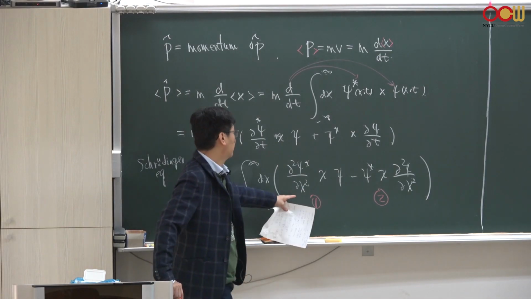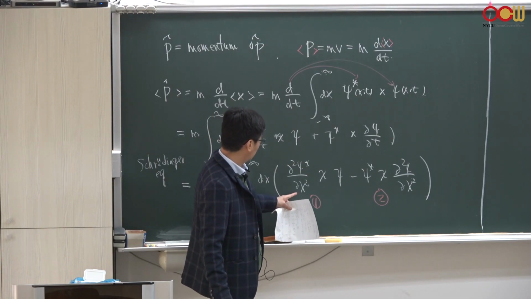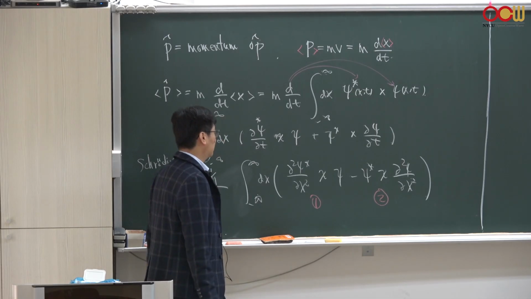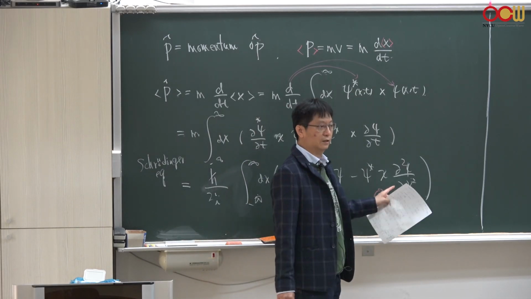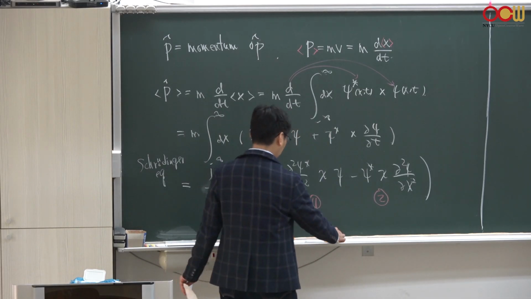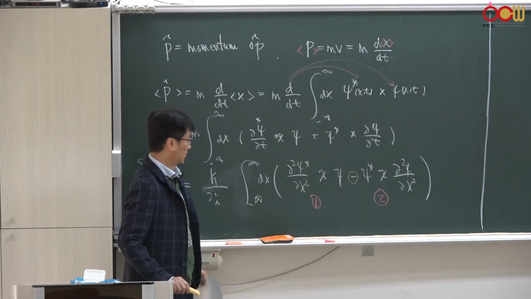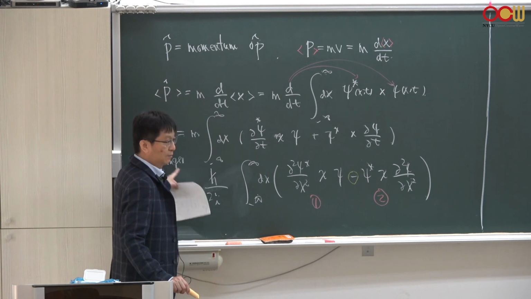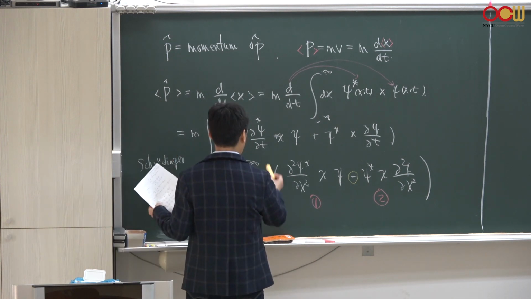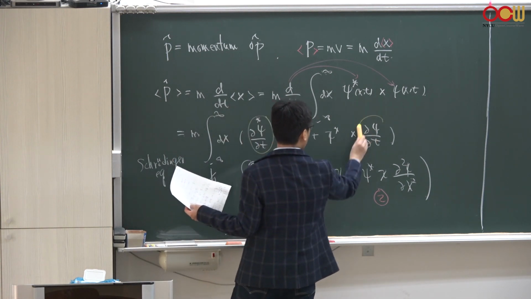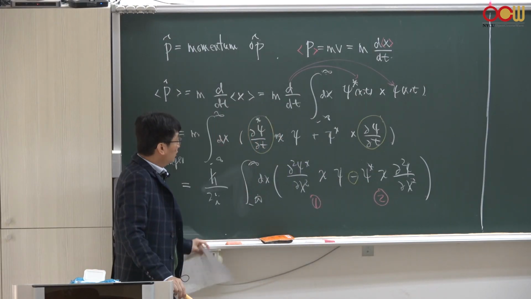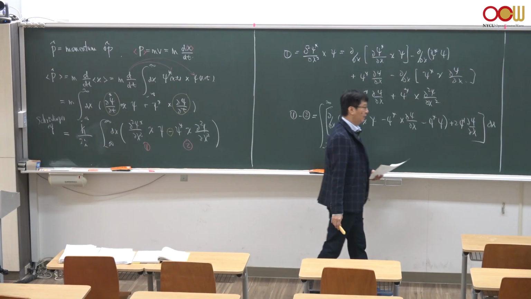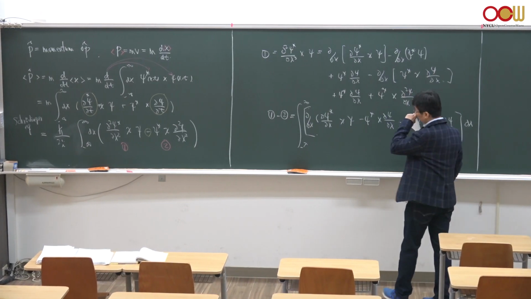So you just have the second space derivative of psi star as the first term, and partial square psi, partial x squared as the second term. And there's a minus sign in between. And of course, it's h bar over 2i as a prefactor if you plug in the Schrödinger equations for this and for that. So now you try to manipulate these two terms and simplify them.